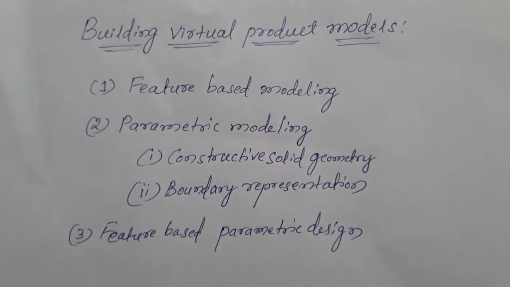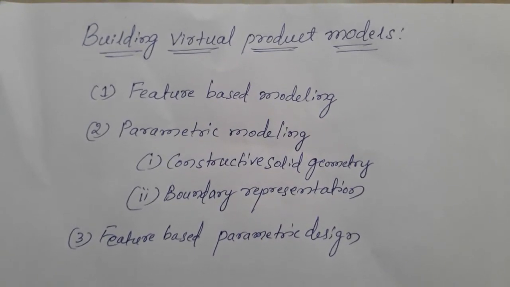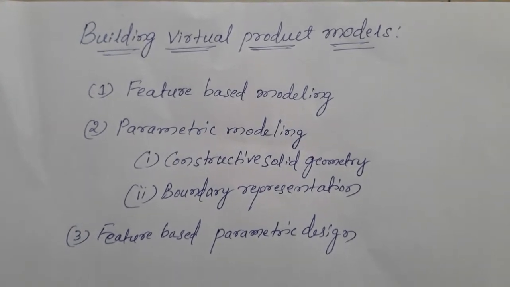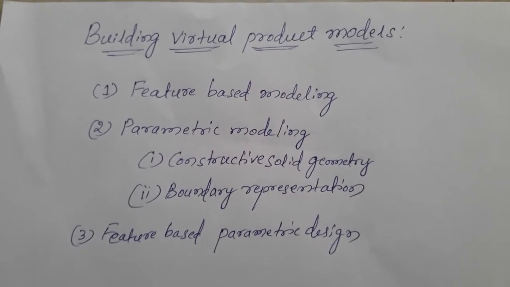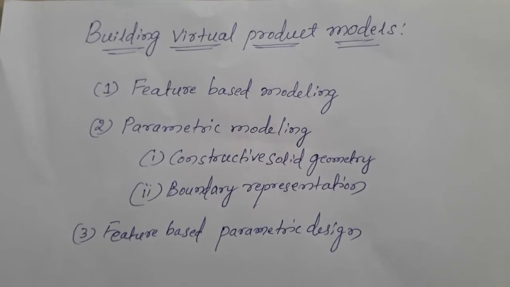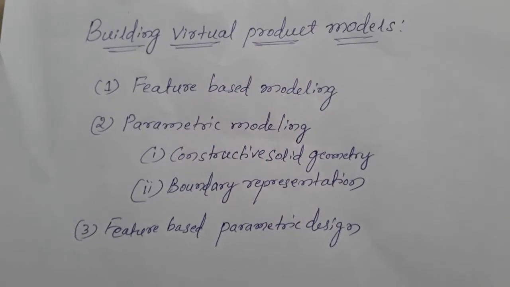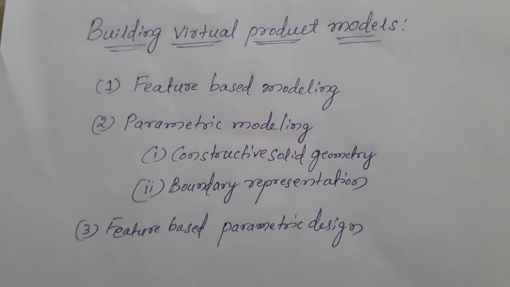Today, I will discuss building virtual product models. In this, there are different techniques involved in solid modeling to build 3D models. There are three techniques generally used to build 3D models: feature based modeling, parametric modeling, and feature based parametric design.